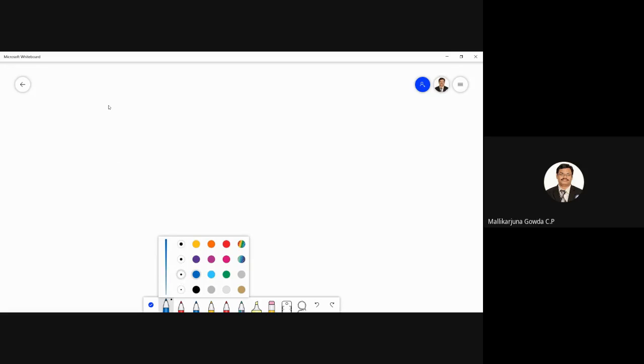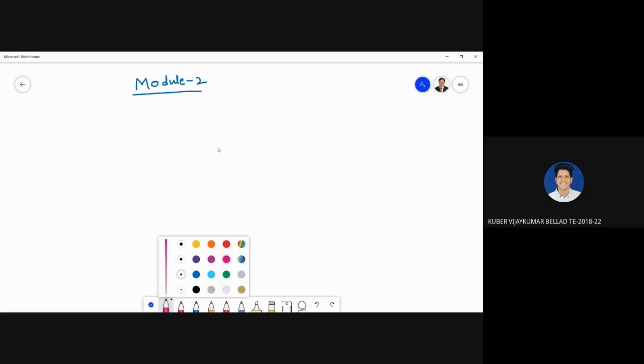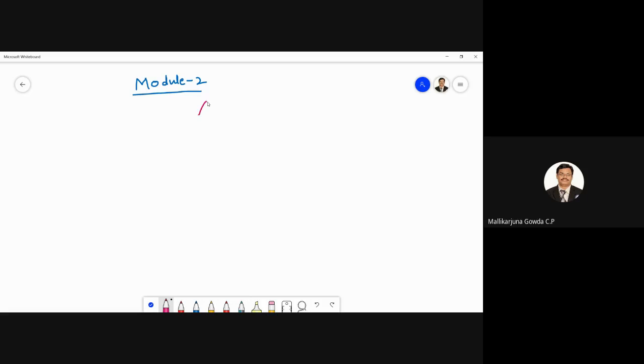Okay, today we'll start module 2. Any idea what module 2 deals with? Has anybody seen what is there in module 2? It deals with the angle modulation. Good. So we'll start discussing angle modulation.